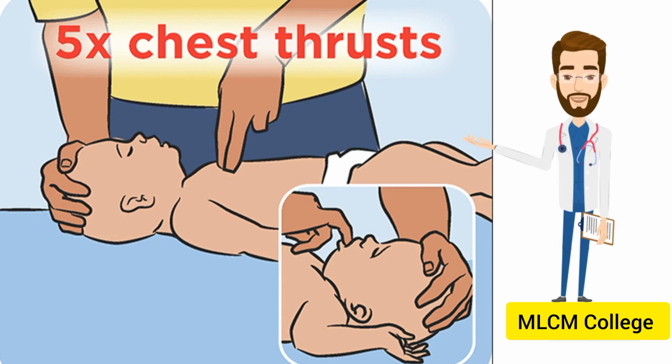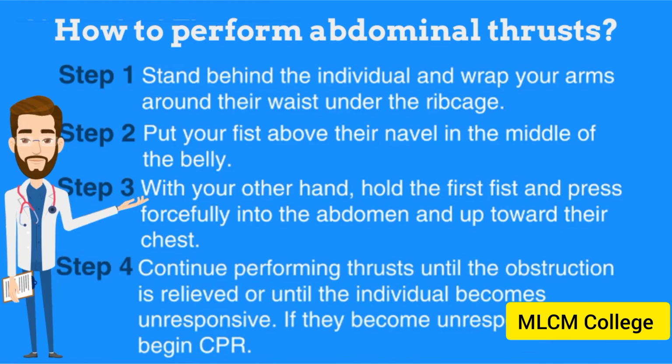Abdominal thrusts, also known as the Heimlich maneuver, is a first aid procedure used to treat upper airway obstructions by foreign objects. How to perform abdominal thrusts.